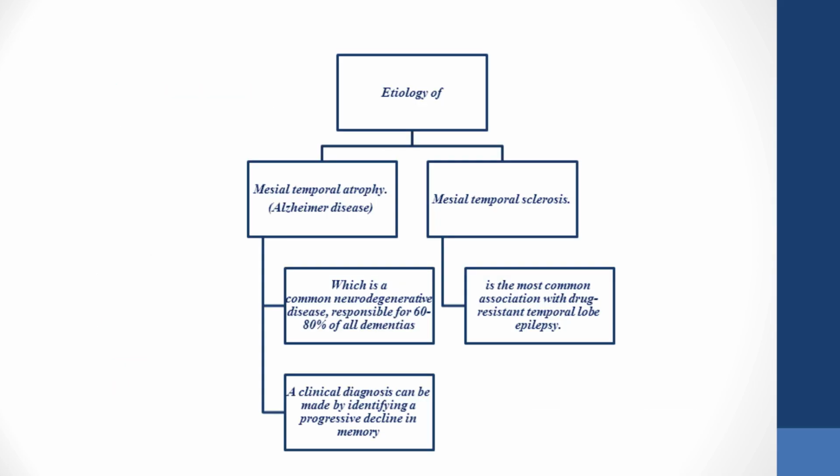Etiology of mesial temporal atrophy: Alzheimer's disease, which is a common neurodegenerative disease responsible for 60 to 80% of all dementia. A clinical diagnosis can be made by identifying a progressive decline in memory. While mesial temporal sclerosis is the most common association with drug-resistant temporal lobe epilepsy.